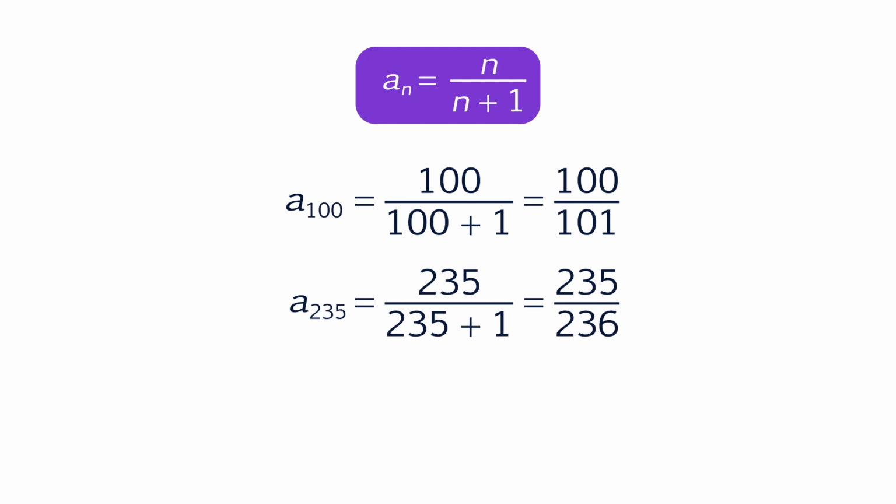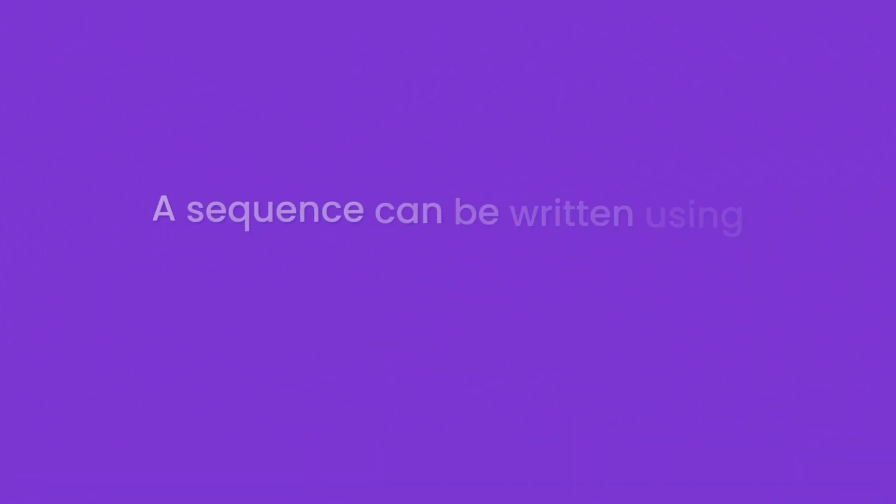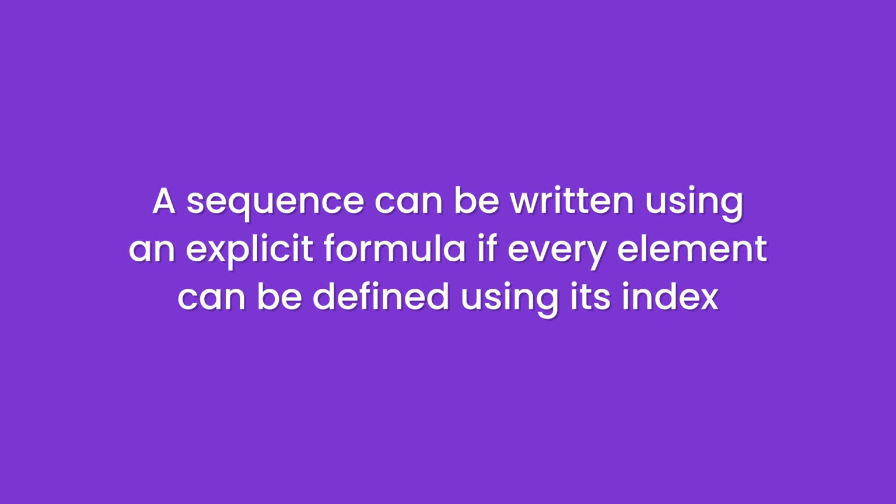So, you see, because of the formula, you actually know every element of an infinite sequence. A sequence can be written using an explicit formula if every element can be defined using its index.